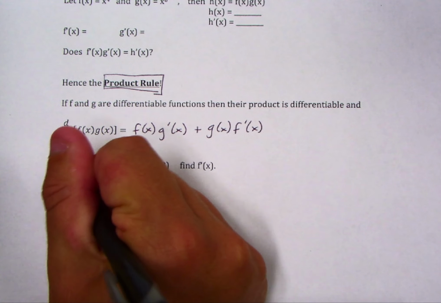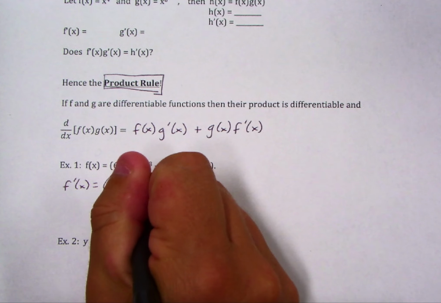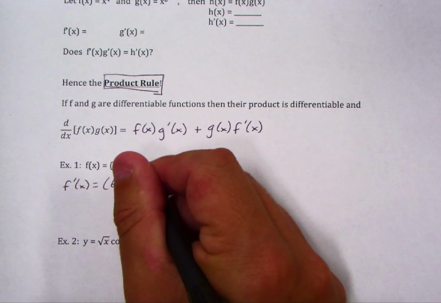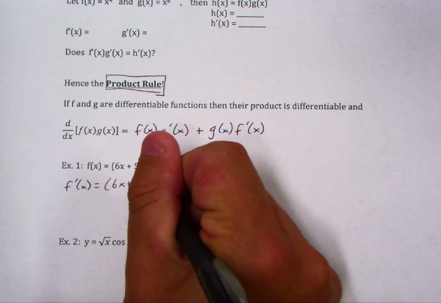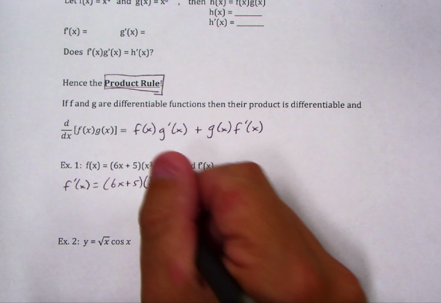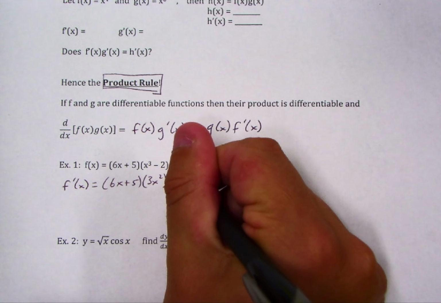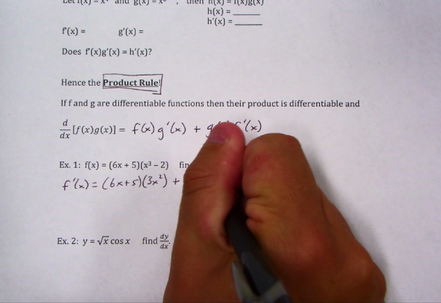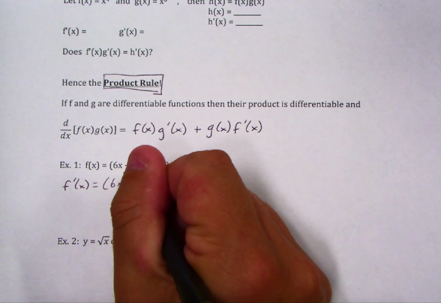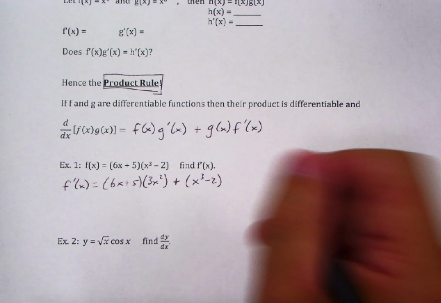So f prime of x equals the first function times the derivative of the second function. So the derivative of the second function using our normal power rule, well, this would become 3x squared, and the derivative of negative 2 is 0. It's gone. So this is first times derivative of the second, plus then it's second times the derivative of the first. Well, the derivative of this first function would just be 6, because the derivative of 6x is 6, and the derivative of 5 is 0. It goes away, so times 6.